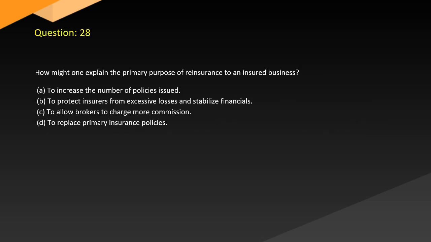Question 20. How might one explain the primary purpose of reinsurance to an insured business? A. To increase the number of policies issued. B. To protect insurers from excessive losses and stabilize financials. C. To allow brokers to charge more commission. D. To replace primary insurance policies.